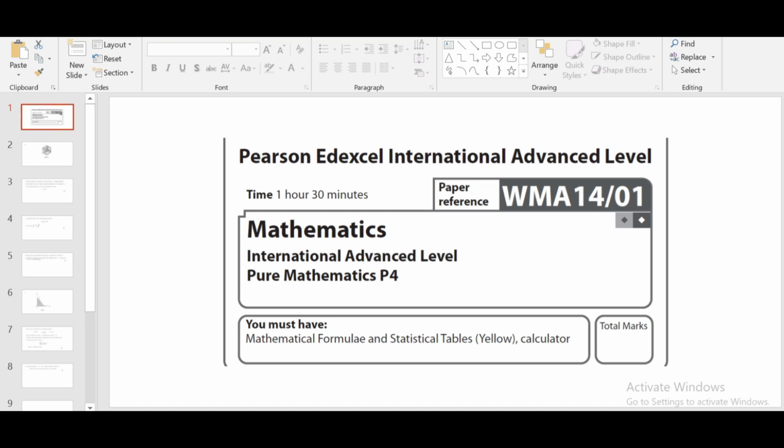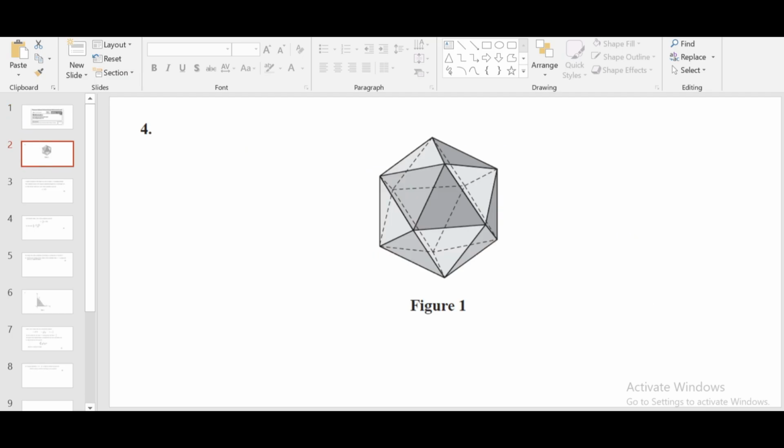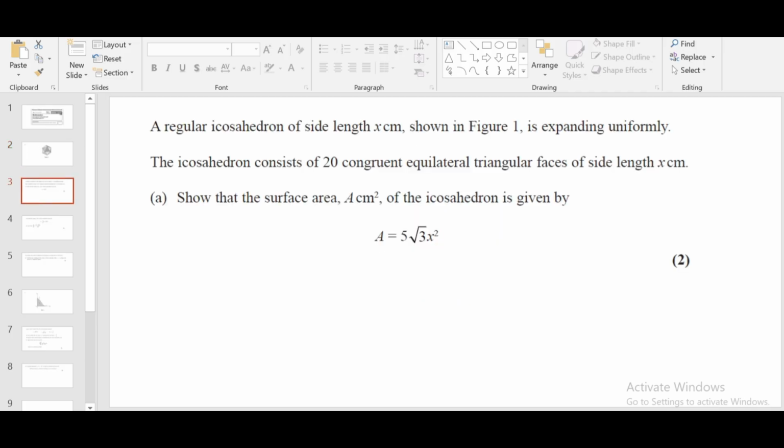Here we are solving the Pure Math 4 past paper for January 2022. In the previous video we covered questions 1 to 3. Now let's look at question number 4. This figure is given: a regular icosahedron of side length x centimeters.